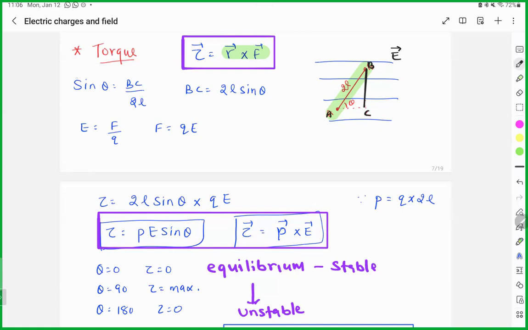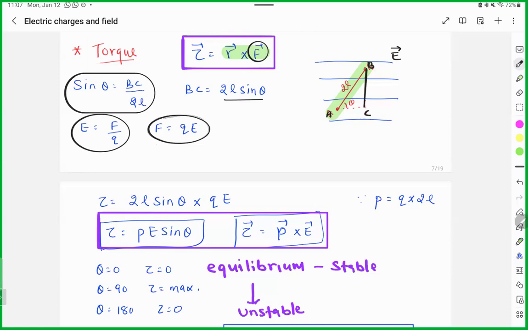You will apply this formula. Sine theta is equal to perpendicular upon hypotenuse. Perpendicular is BC, hypotenuse is 2L. So your BC value will be this. This is the perpendicular distance. The second thing you need for the torque is the force. How to calculate force? You know electric field is equal to force acting per unit test charge, and force will be this. Correct.